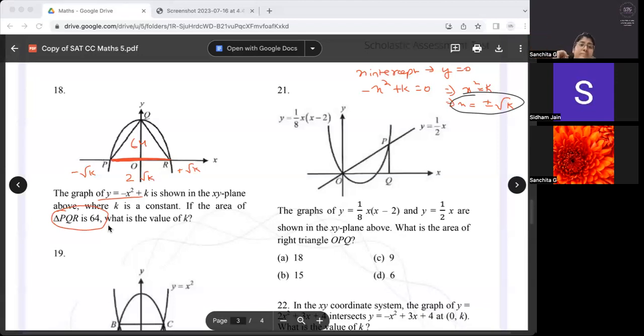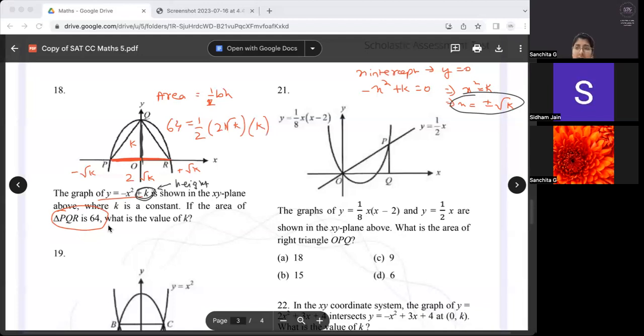Now the y-intercept. The height is the y-intercept. This is my height, k. So I will just plug it in. Area is half base into height. So half of 2 root k, and height is k. And I can equate it to 64, right?